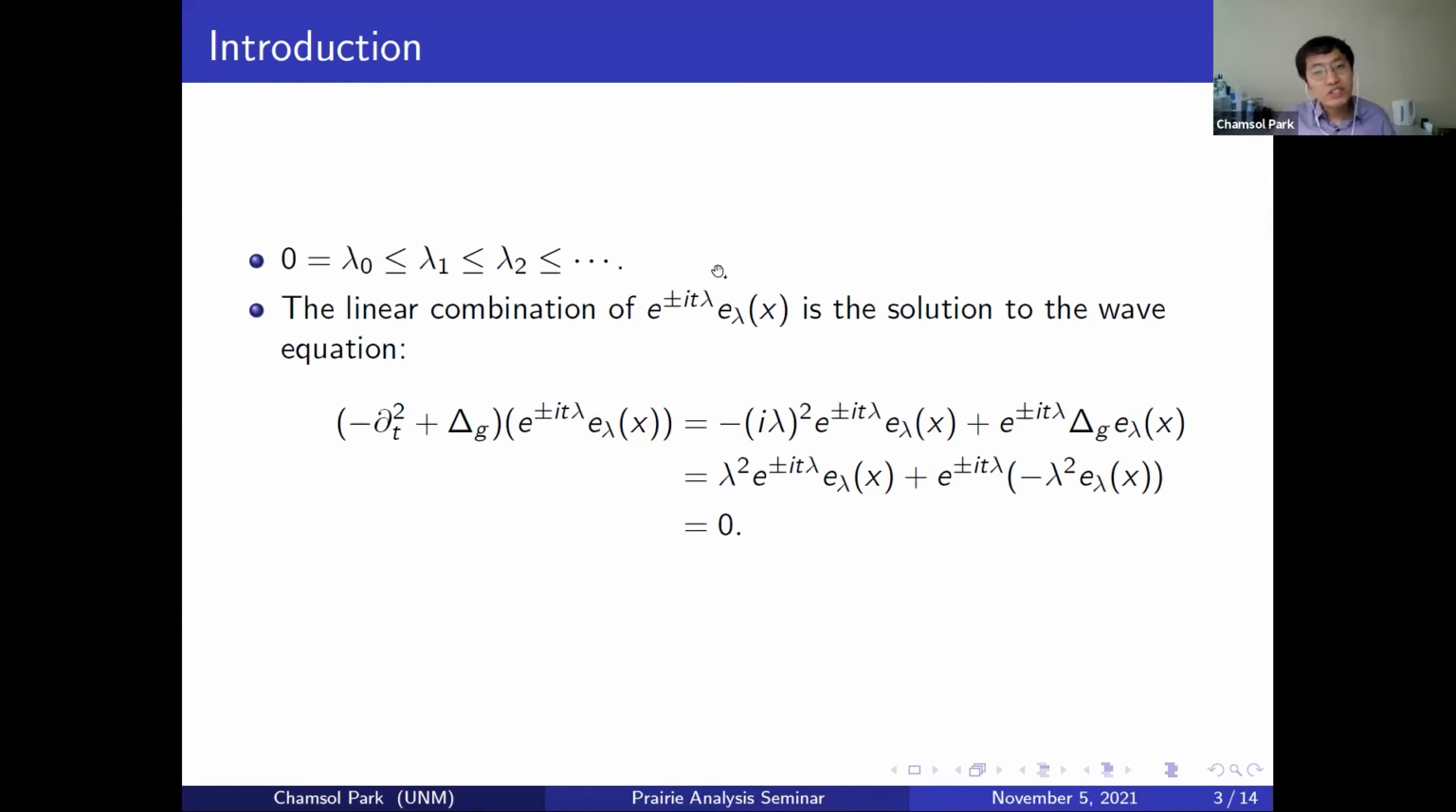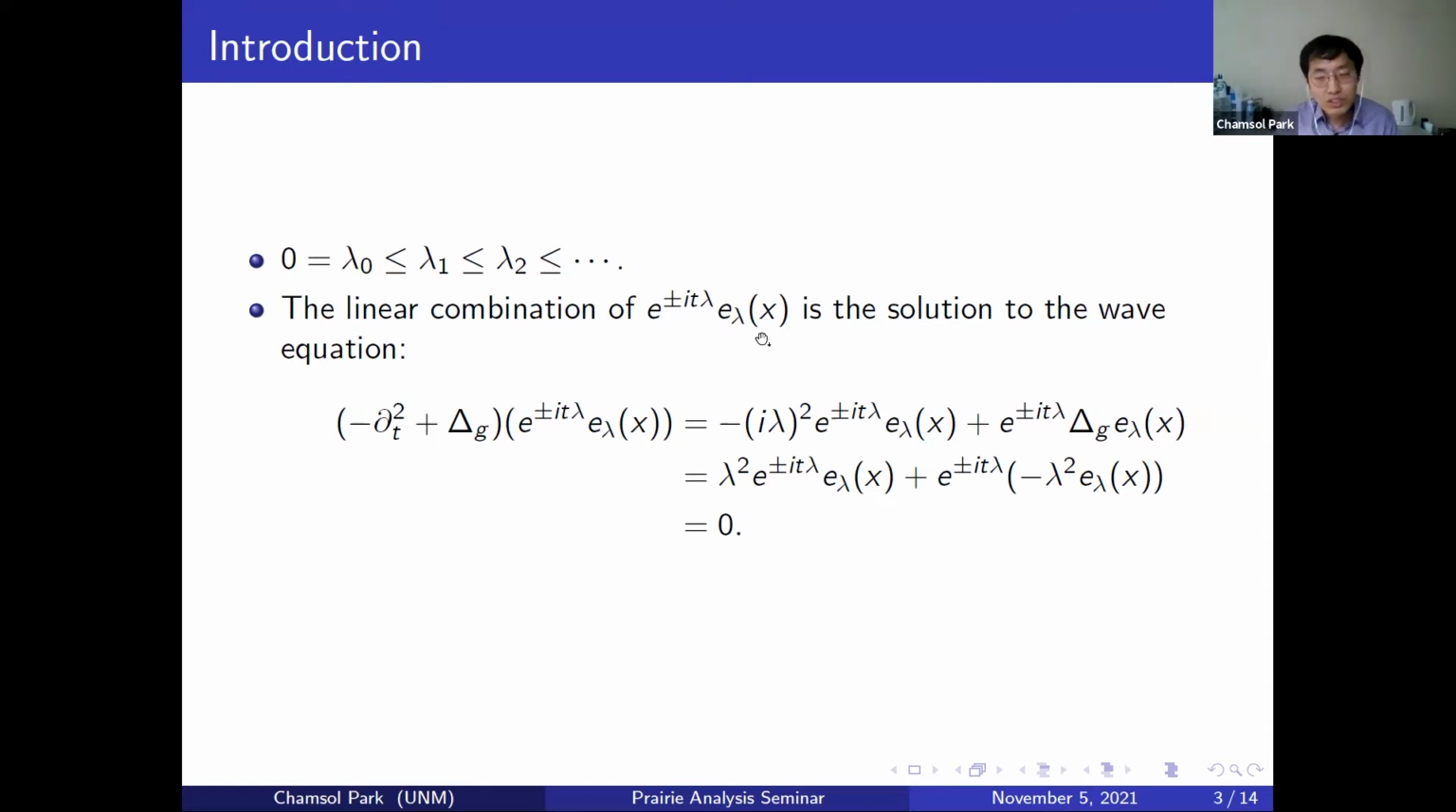Why are we interested in this kind of setting? Well, when we apply the wave operator to e to the plus or minus i t lambda times e_lambda, we get zero, which means that it can be thought of as a building block of the solution to the wave equation. If we better understand this type of building block, then we can better understand the solution to the wave equation. We know how things go for the e to the plus or minus i t lambda term, so we are interested in this type of eigenfunctions of the Laplacian.